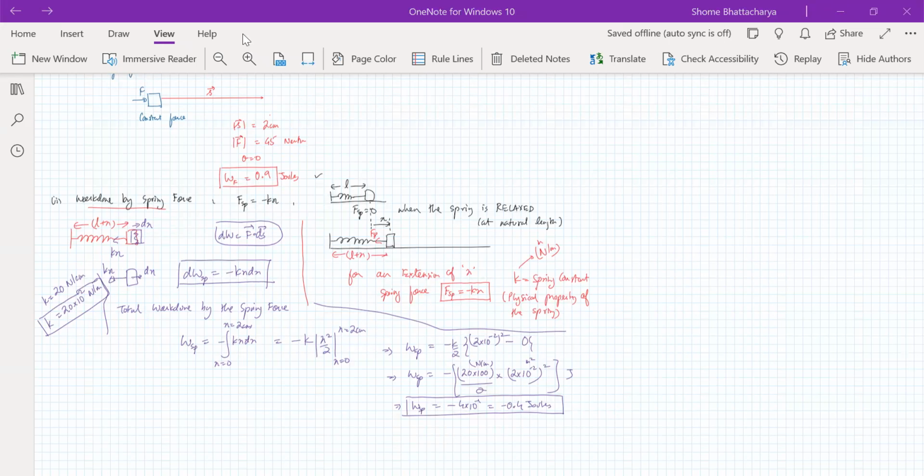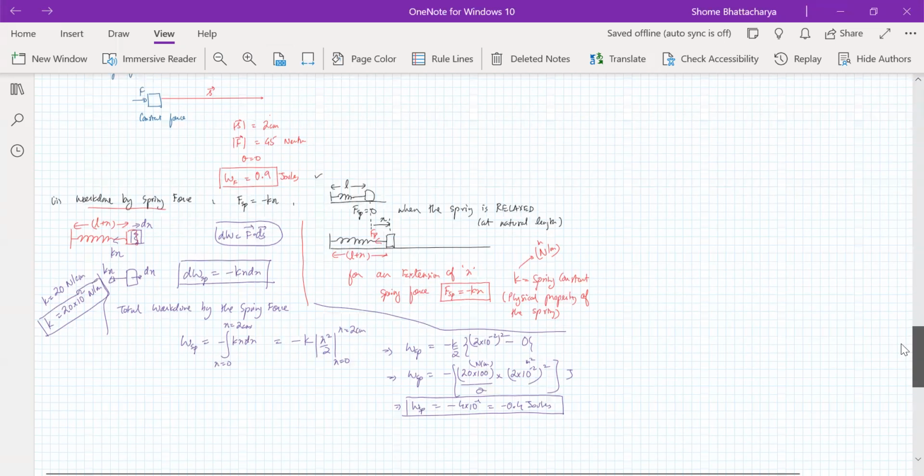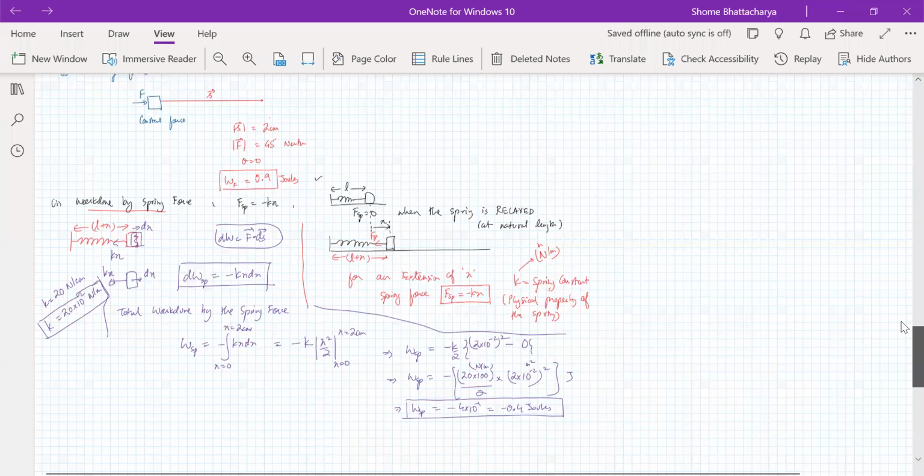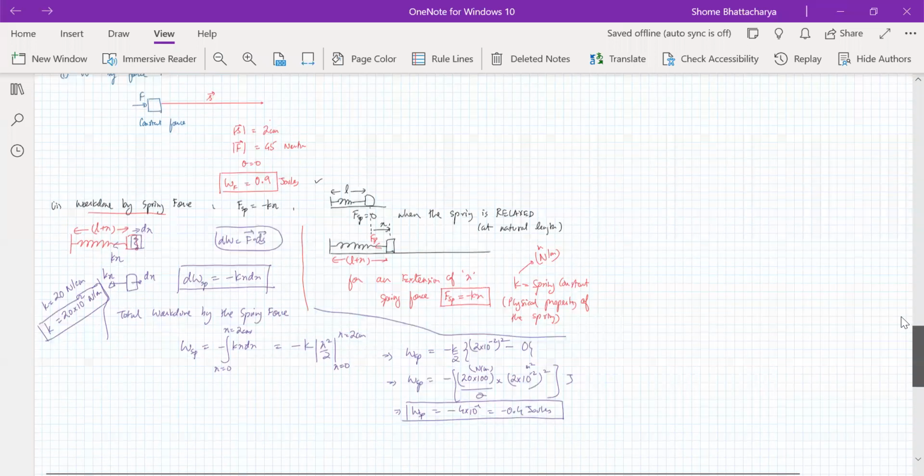But the frictional force will be dependent on what? The coefficient of friction, no? And the normal reaction. So how will the friction force act? It will act opposite to the direction of displacement, and its magnitude will be how much? Mu N, and the normal reaction will be how much? mg over here.